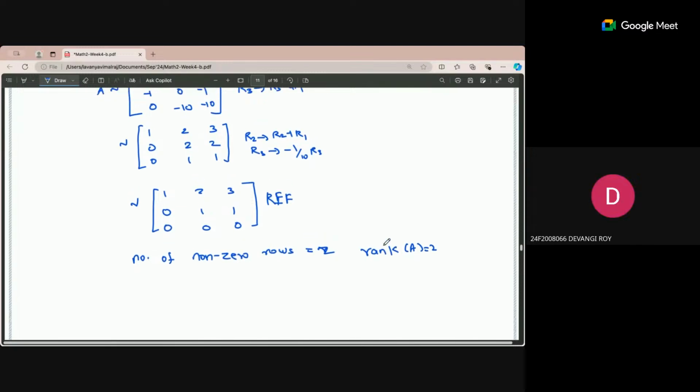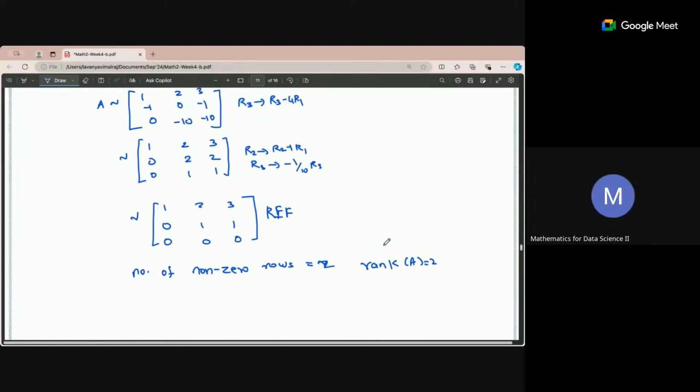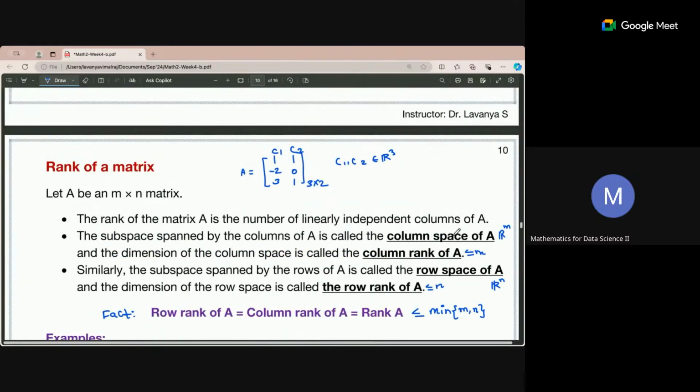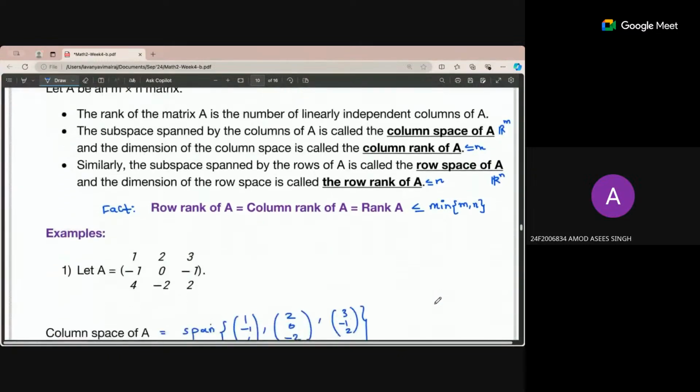Ma'am, how is dimension different from rank? Okay, fine. So now, what is the dimension here? We are talking about the dimension of the column space, which is the rank of A. So we are considering the dimension of this particular space, the row space or the column space. That dimension is the rank. Okay, fine. Okay, ma'am.